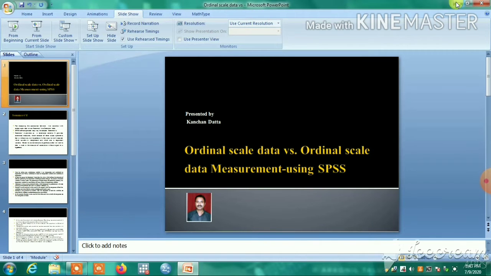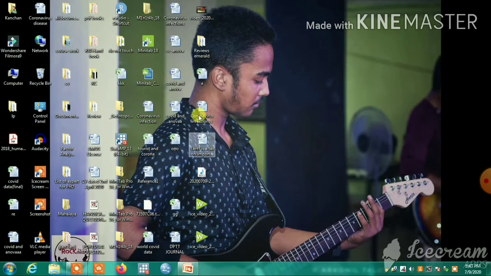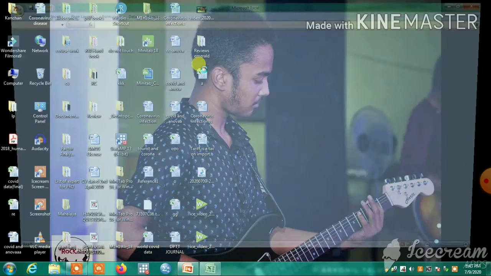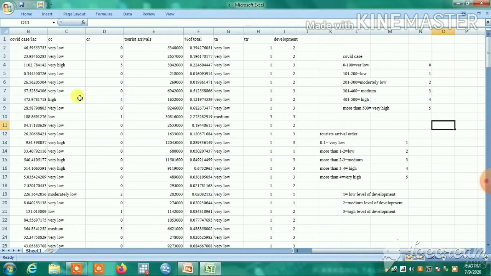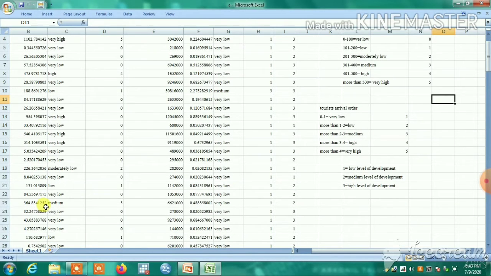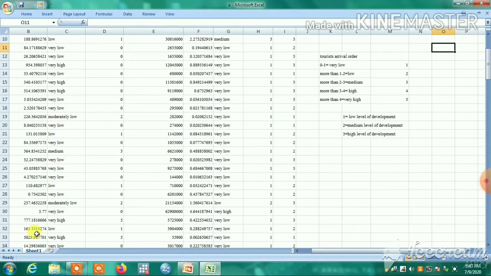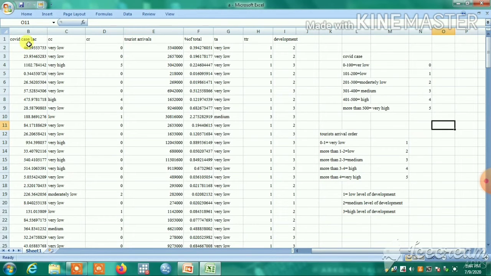Now for showing this, we are going to our data. Suppose this is our data file. In this data file, in the first column, the number of COVID cases per lakh has been taken, though this data was taken 15 to 20 days back, so day by day this data is changing. Anyway, with respect to that particular date, the data is like this, and we have categorized it according to our classification, that is, up to 100 is very low. So very low, low, moderately low, high, very high, in this way.